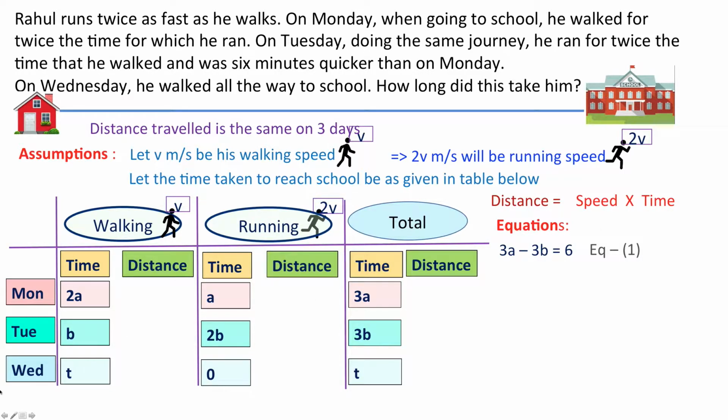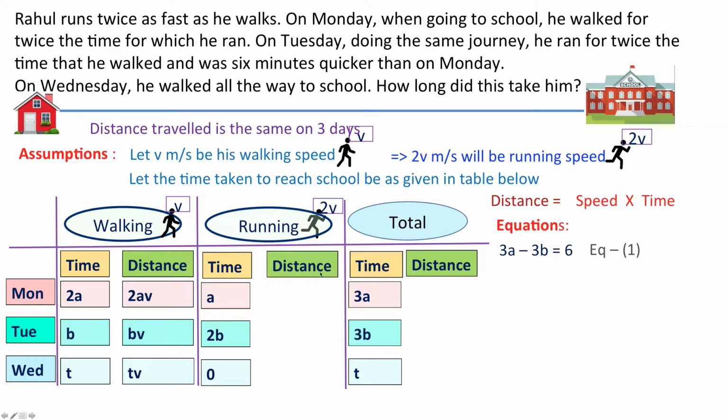So if you're supposed to find the distance covered by Rahul on Monday while walking, that distance will be just speed times time. So this v and 2a will be multiplied together to give the total distance, which is 2av. Likewise, on Tuesday, the distance covered will be v times b, which is bv. And the distance covered on Wednesday is v times t, which is vt.